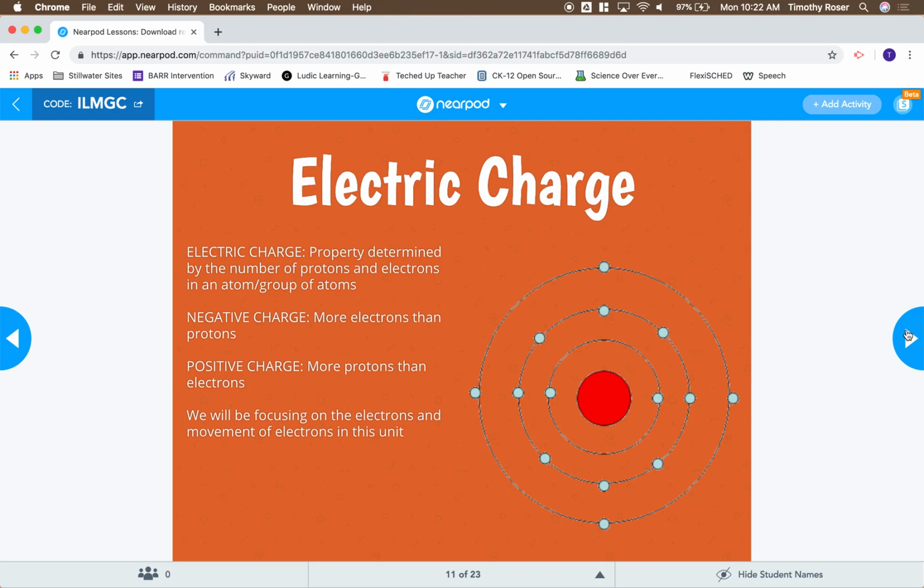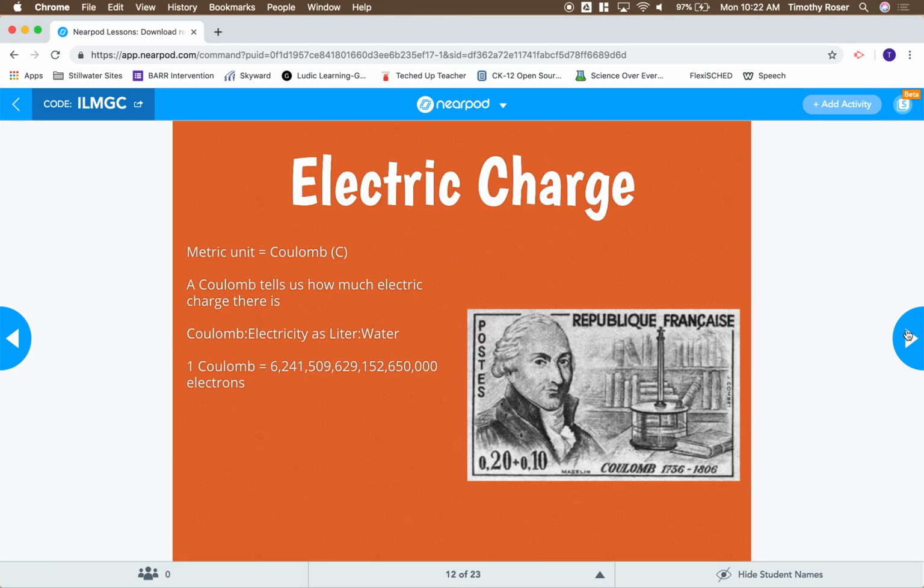We are going to be focusing on the electrons and movement of electrons in this unit. So let's start with what electric charge is. This is something that we measure in units, and the metric unit is a coulomb. A coulomb tells us how much electric charge there is in a system.